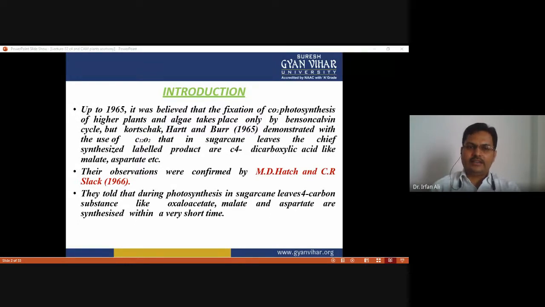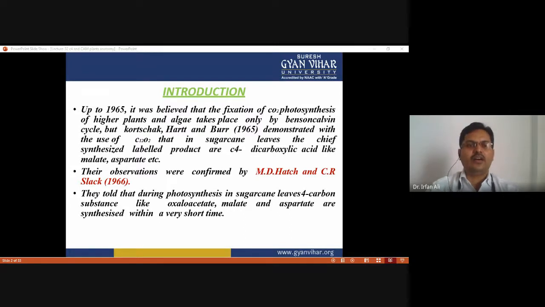that in sugarcane leaves, the chief synthesized labeled products are C4 compounds, that is dicarboxylic acids like malate or aspartate, which have labeled carbon in their structure. So they observed that there is something different in these plants other than the Benson-Calvin cycle. Their observation was also confirmed by Hatch and Slack in 1966.